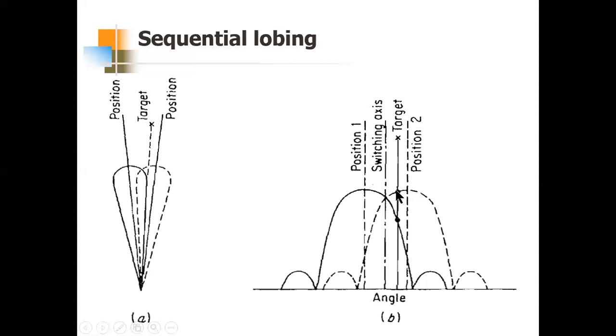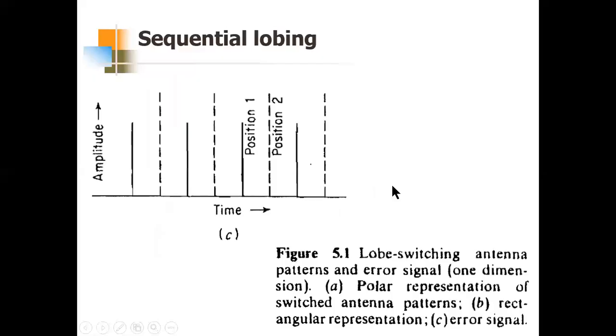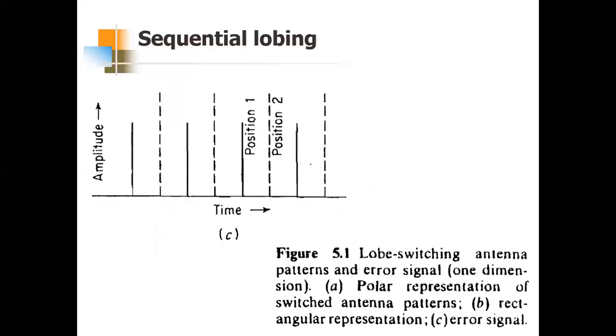Okay, fine. So when the echo signals in the two beam positions are equal, suppose the signal received in this position and this position are both equal, then we conclude that the target is on the axis, that is the switching axis. Now, this is for one angle coordinate. This is one, left right.